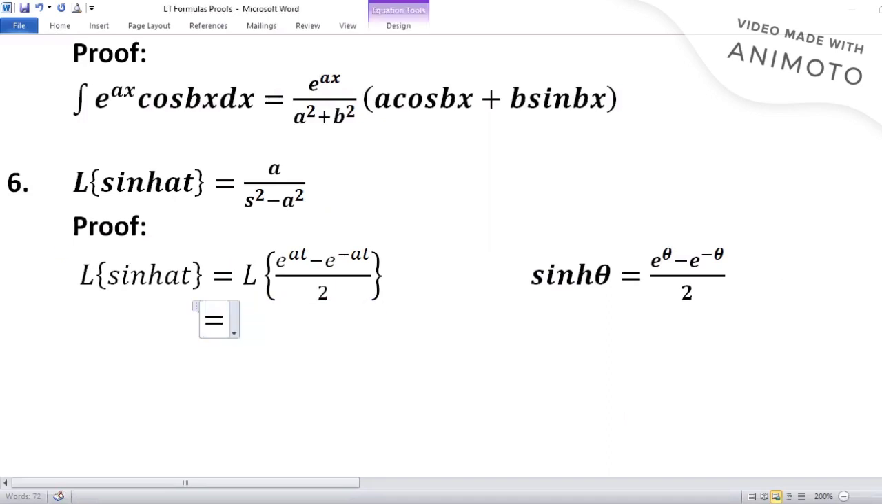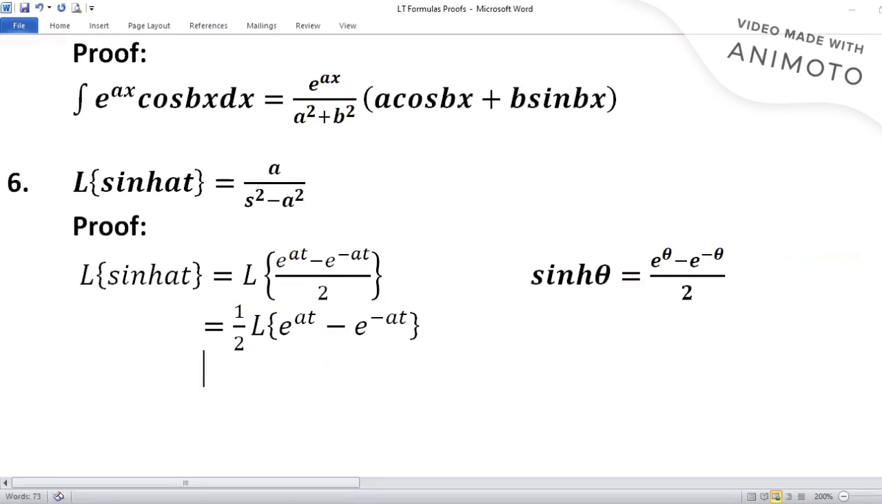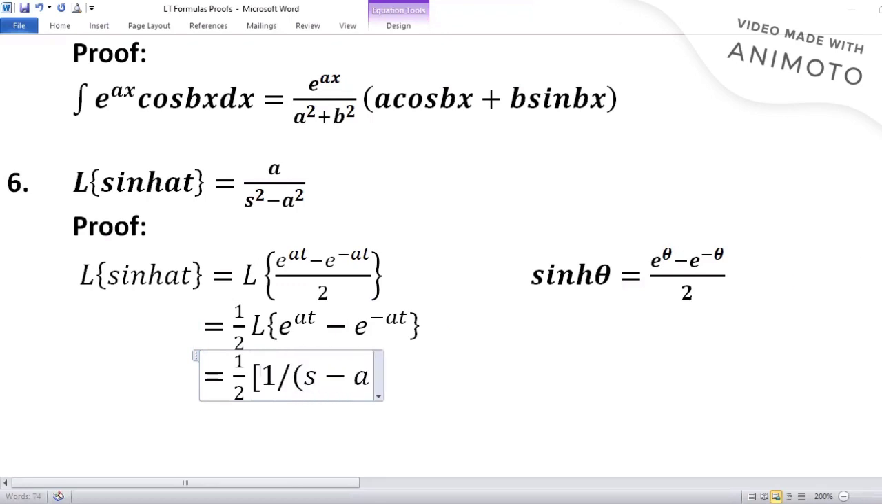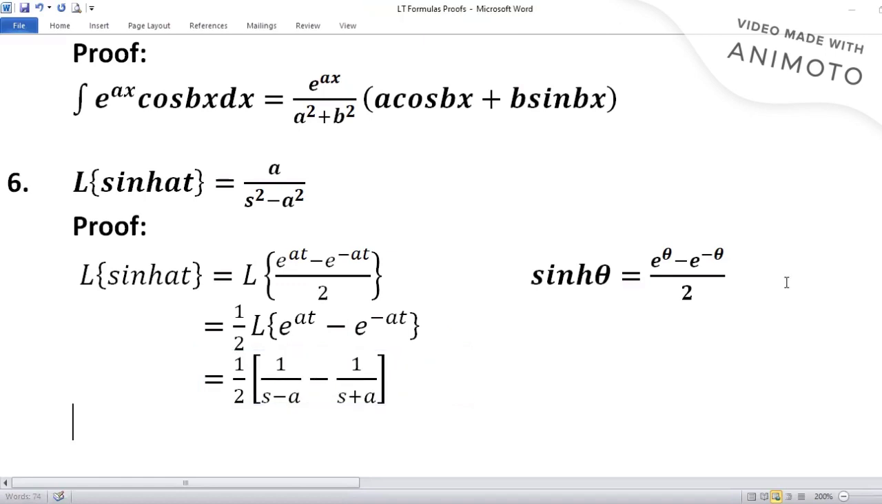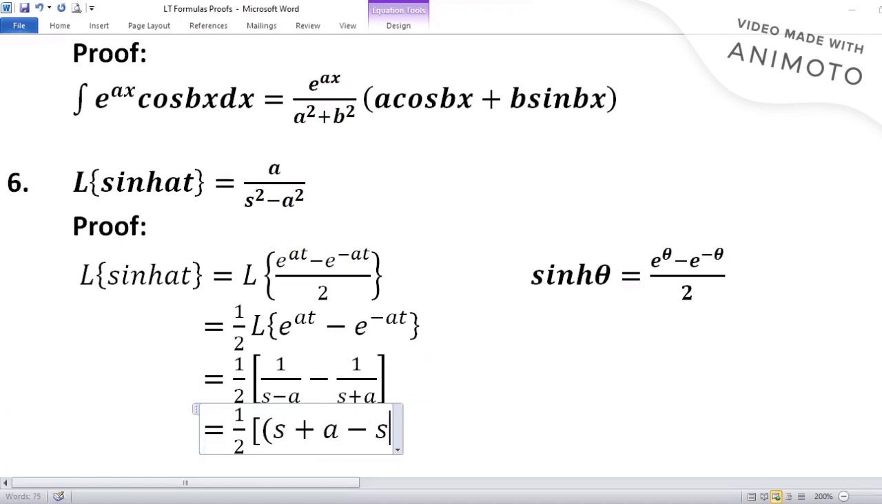So we write it as 1 upon 2 outside, Laplace of e raised to at minus e raised to minus at. Laplace of e raised to at and e raised to minus at is already known to us. 1 upon 2 into 1 upon s minus a minus 1 upon s plus a. So we don't need to integrate this time. It can be easily done with this. So we write equal to 1 upon 2. On cross multiplication, we get s plus a minus s plus a, and the denominator is s minus a into s plus a.